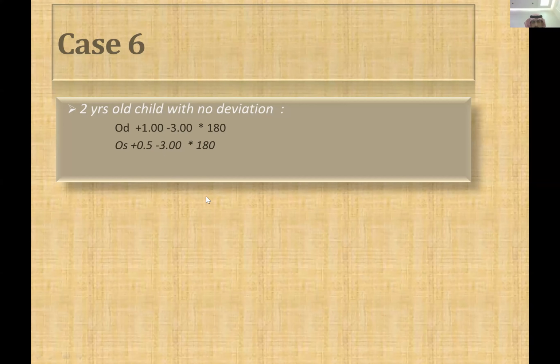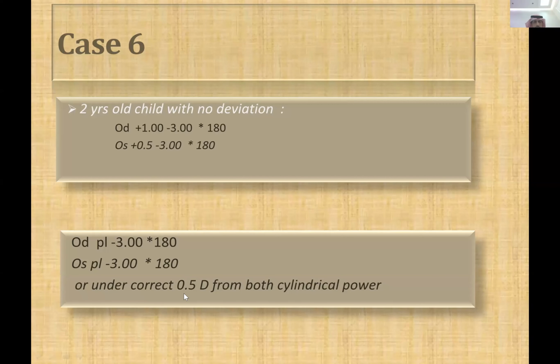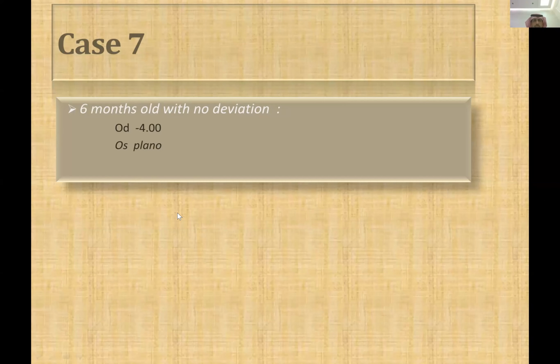So either you give him full correction or you can undercorrect half a diopter of both cylindrical powers, and no need to give the hyperopic part. Excellent. This is case number 7.